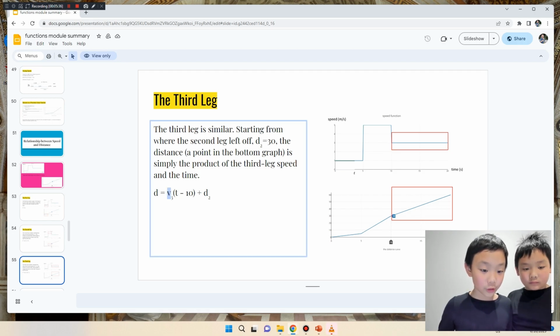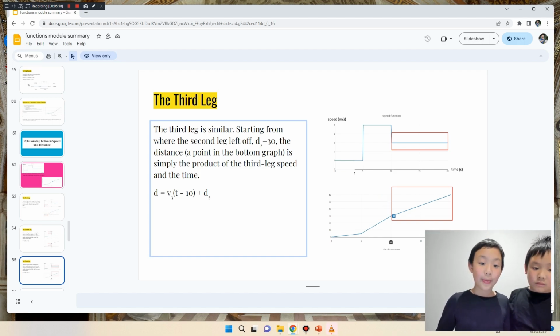T equal to velocity 3. Again, velocity 3 is just a name. You can name it anything you want. T minus 10. T minus 10 is basically the time from here to there. And then plus D2. D2 is where you left off last time. So like here, right here. That is D2, distance 2. So it's like here and that, 10 seconds. So that's how you do it.